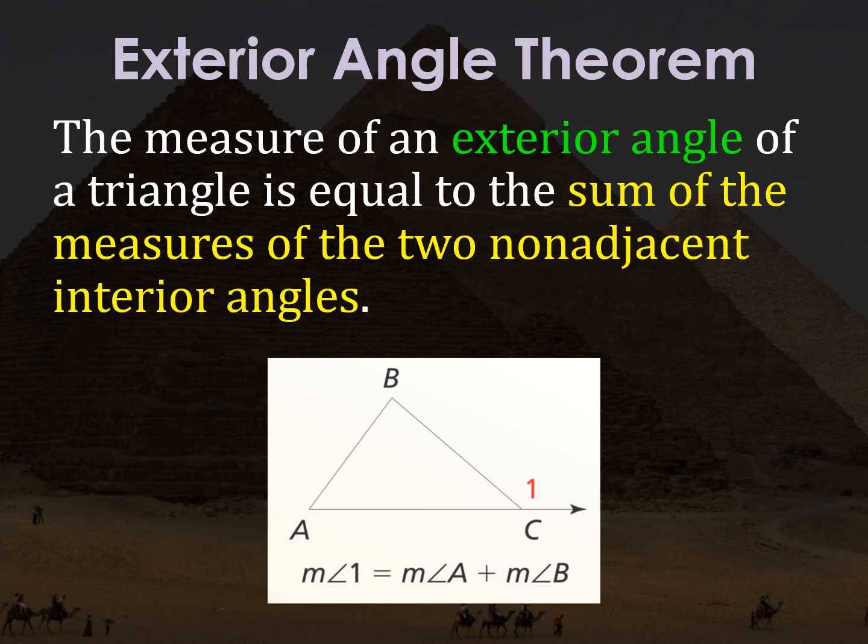Now the exterior angle theorem says that the measure of an exterior angle is equal to the sum of the measures of the 2 non-adjacent interior angles. So here's angle 1. Angle 1 is an exterior angle. It's going to equal the measures of A and B added together. So the sum of the 2 non-adjacent interior angles.